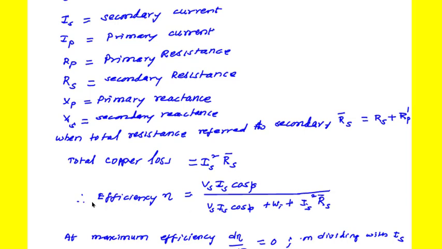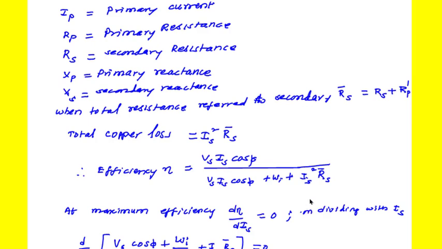So then we can rewrite the efficiency of the transformer is equal to VSIS cos phi, that is nothing but output power, divided by VSIS cos phi plus WI, means iron loss of the transformer, plus total copper loss, that is IS square into RS bar. At maximum efficiency, the slope of the curve of the efficiency will become 0. So that is differentiation of eta with respect to the secondary current IS is equal to 0.